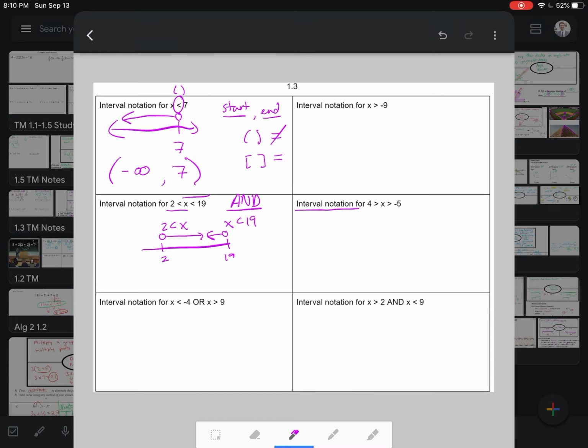If I'm looking at this on a number line, I see where I start. Because it's an and, I also see where I end. So I go from 2 to 19. Again, I don't see any equal signs here, so I'm going to use my parentheses. So there's my interval. The final one, or notation. So again, that is one of the two has to be true, not both. So you might see a union here.